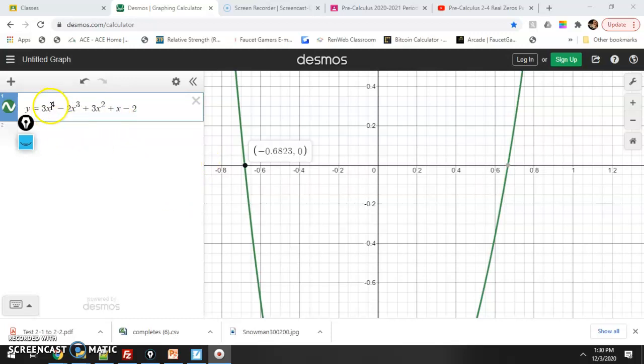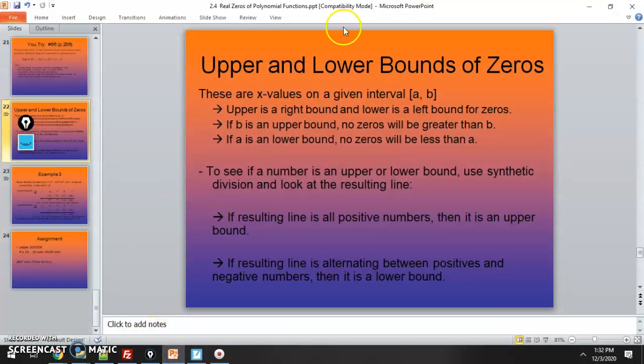Part of knowing how x to the fourth works lets you know that, but also there's something that we can say about the bound for these real zeros.